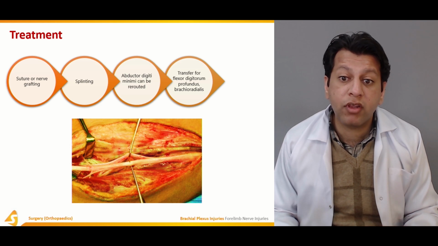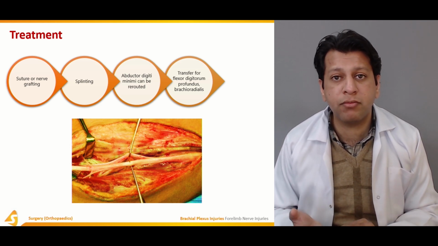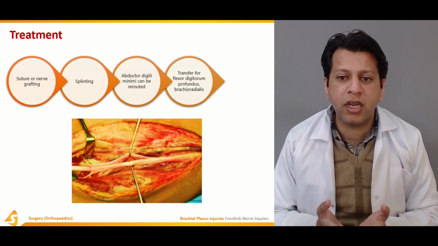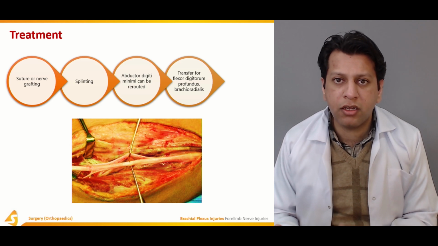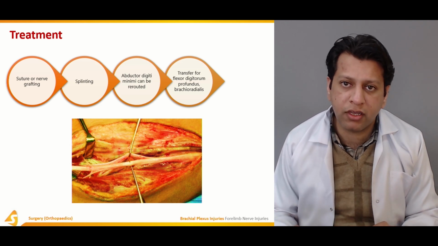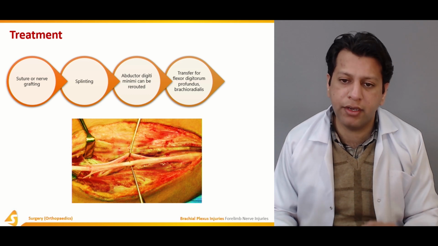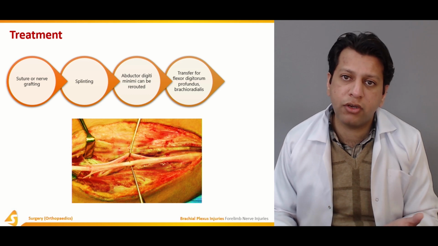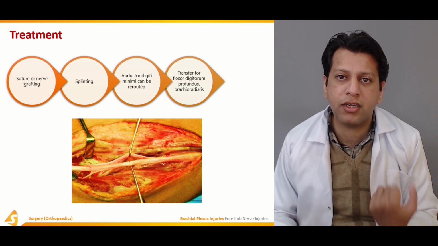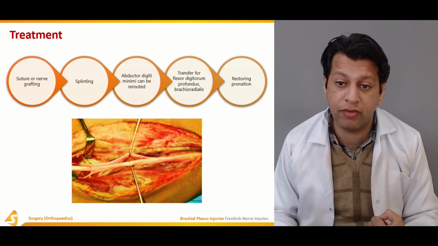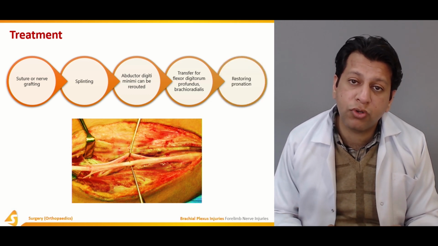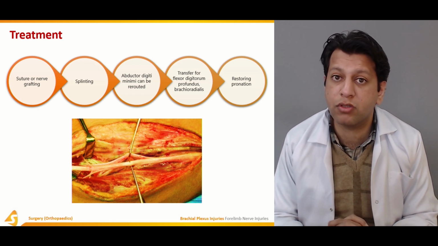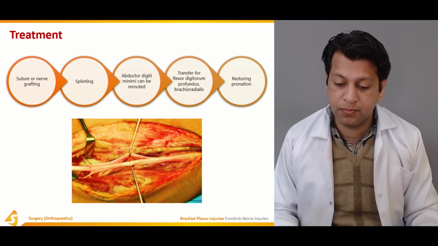Others include transfer of the flexor digitorum profundus of the ring and little fingers, which is supplied by the ulnar nerve, to the index and middle fingers, which are supplied by the anterior interosseous nerve or median nerve. Or using brachioradialis, which is supplied by the radial nerve, and rerouting it so that finger flexion and wrist flexion can be achieved. Restoring pronation can be done by rerouting certain procedures so that the function of the pronator quadratus and pronator teres can be restored.